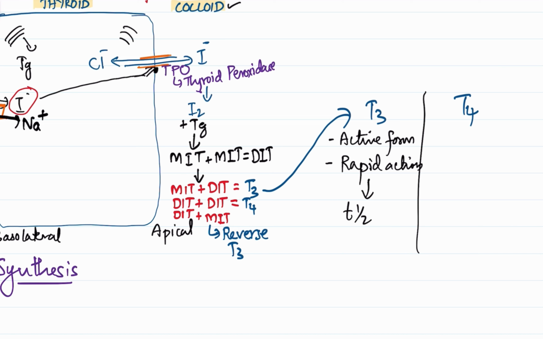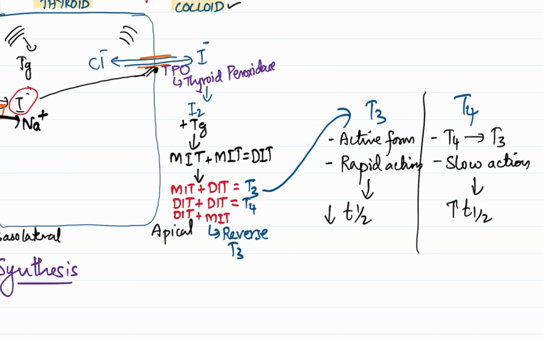The half-life of T3 is very short. Once it is released into the bloodstream, it immediately undertakes a physiological action. Compared to that, T4, if it is secreted out into the peripheral tissues, gets converted into T3. That is what is actually happening to the T4. And it has a very slow action compared to T3, and therefore it has a long half-life. Here we have a short half-life, here we have a long half-life.